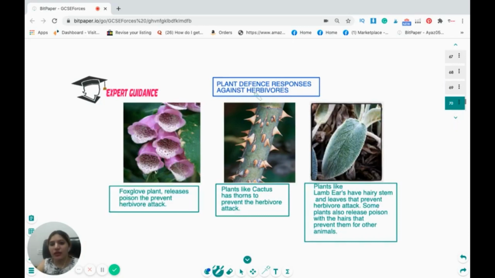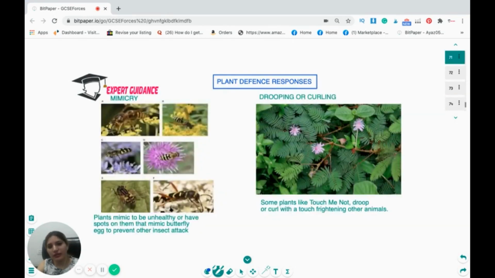Now, the other defense response against herbivores: the foxglove plant releases a poison that prevents herbivore attack. We have plants like cactus, which has thorns to prevent herbivore attack. Then plants like lamb's ears have hairy stems and leaves that prevent herbivore attack. Some plants also release poisons with the hair, which prevent attack by other animals.